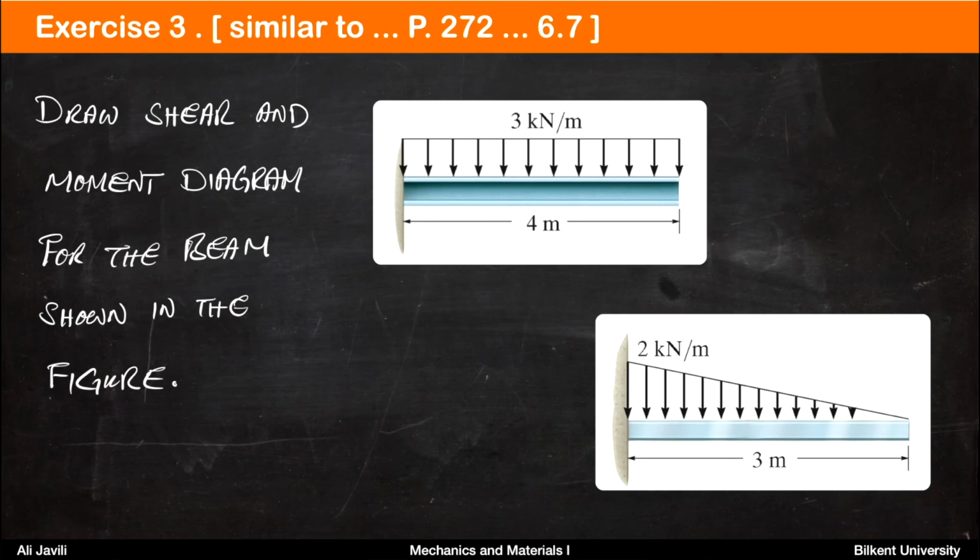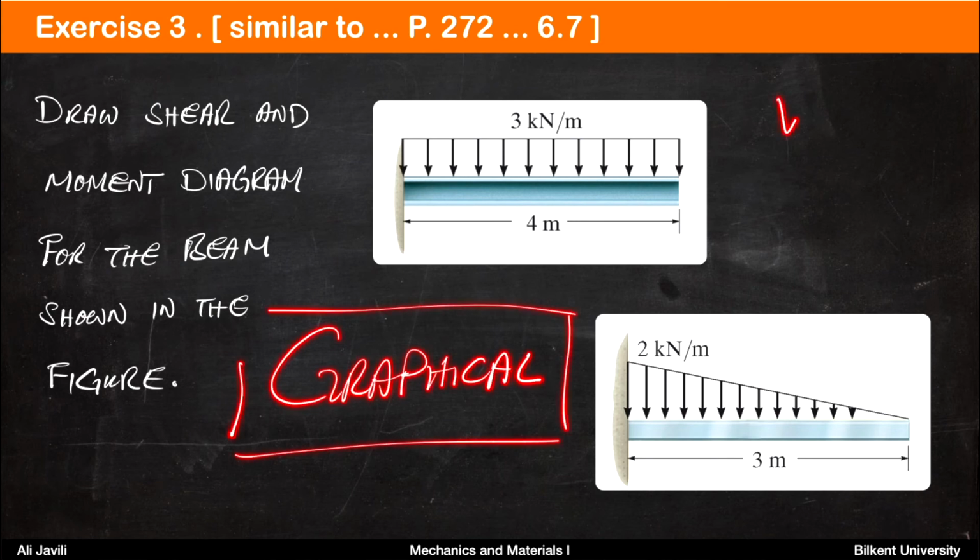Exercise 3 in this lecture is similar to problem 6.7 on page 272 of the book. Again, the question is the same question. Draw shear and moment diagram for the beams shown in the figure. So you have two beams here, both under distributed load. One is a uniformly distributed load and one is a linearly decreasing distributed load. And what we want to do here is to draw shear diagram and moment diagram using the graphical approach that we just learned in this lecture.